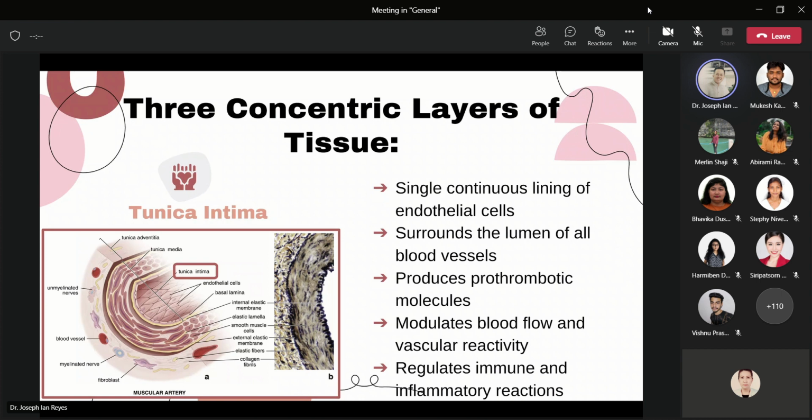So first, we discuss the tunica intima. In this illustration, you can see the different layers. Inside the box would be your tunica intima. This is the innermost layer. It is a single continuous lining of endothelial cells.